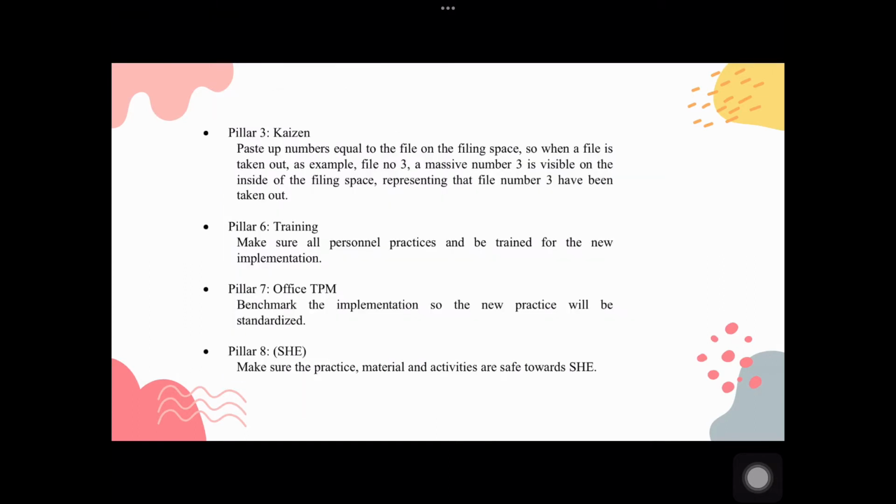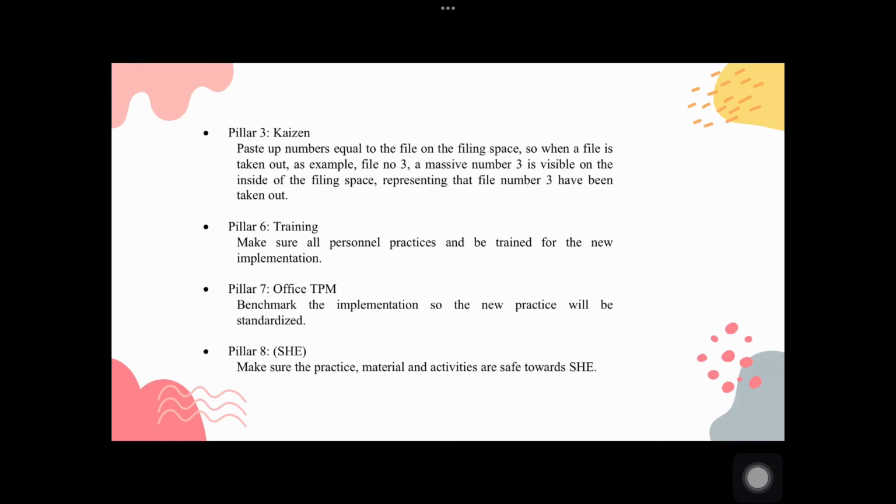Pillar number 3, Kaizen. Paste up a number equal to the file on the filing space, so when a file is taken out, as an example file number 3, a massive number 3 is visible on the inside of the filing space, representing that file number 3 has been taken out.